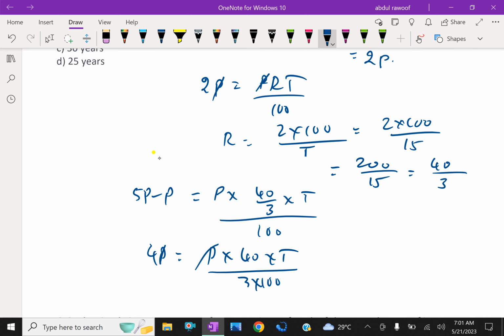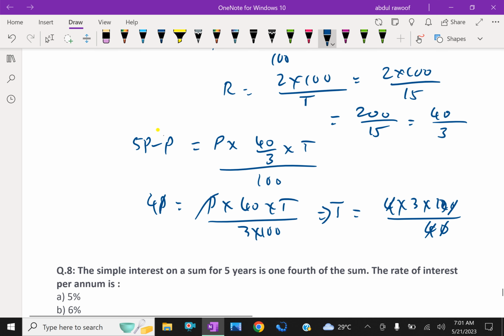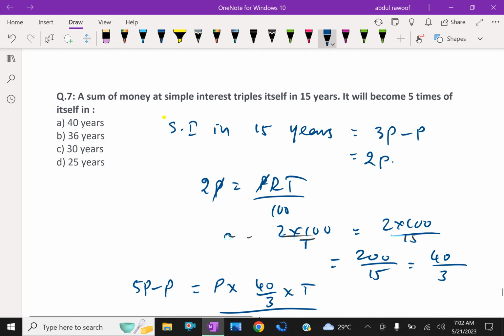P and P cut. So T equals 4 into 3 into 100 over 40, that is 30 years. In 30 years it becomes 5 times. The amount becomes 5 times its principal.